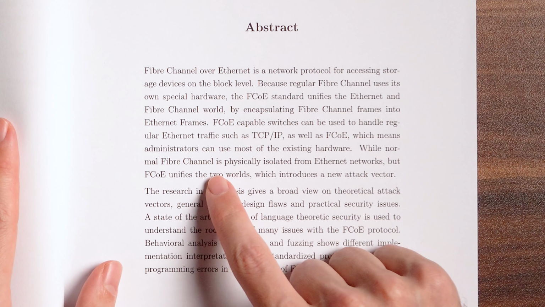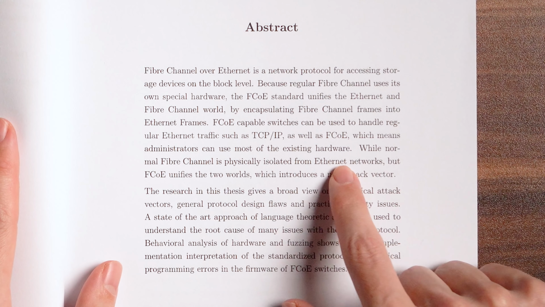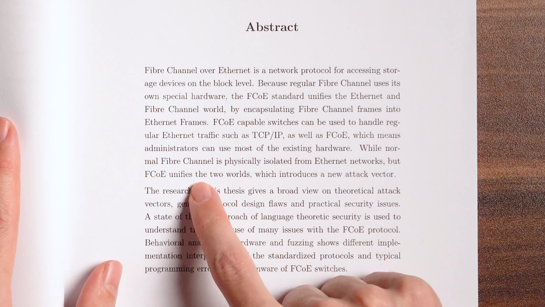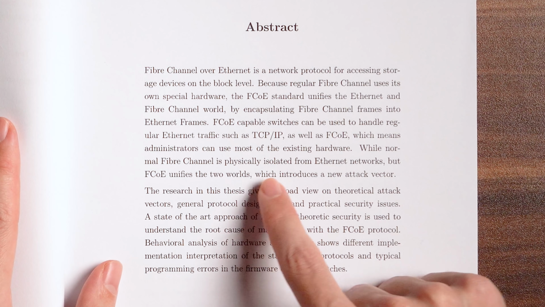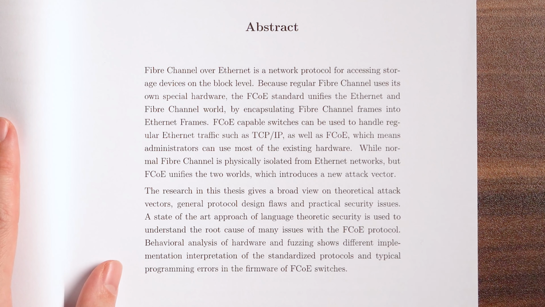While normal fiber channel is physically isolated from Ethernet networks, which makes sense because I told you that fiber channel is completely its own hardware thing, it's a completely different network, FCoE unifies those two worlds, which might introduce new attack vectors. This makes sense, right? Imagine you have hacked into a server at some company. That server is connected with Ethernet cables and Ethernet switches around. And fiber channel would now be its own network interface kind of thing connected to storage. But now these two things share something.